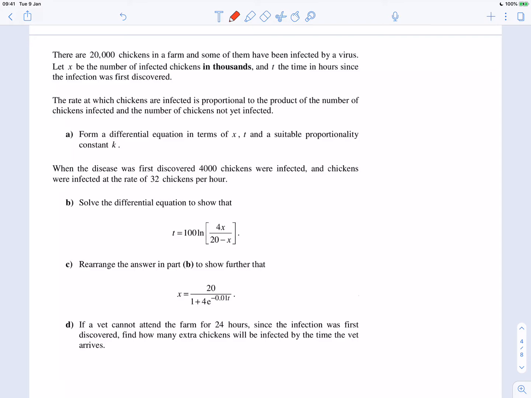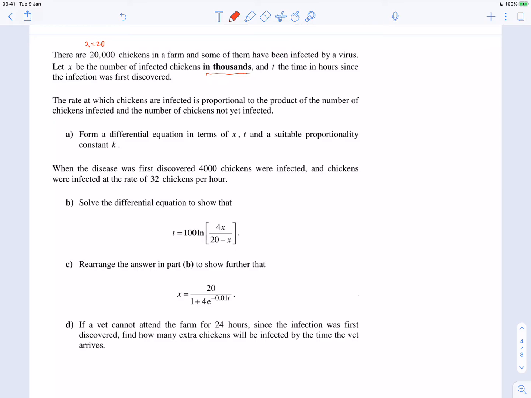Okay. There are 20,000 chickens in a farm, and some of them have been infected by a virus. Lol, how topical. Let x be the number of infected chickens in thousands. Okay, so please be aware. So that means 20 is the total amount of chickens, right, because it's in thousands. And t is the time in hours since the infection was first discovered.